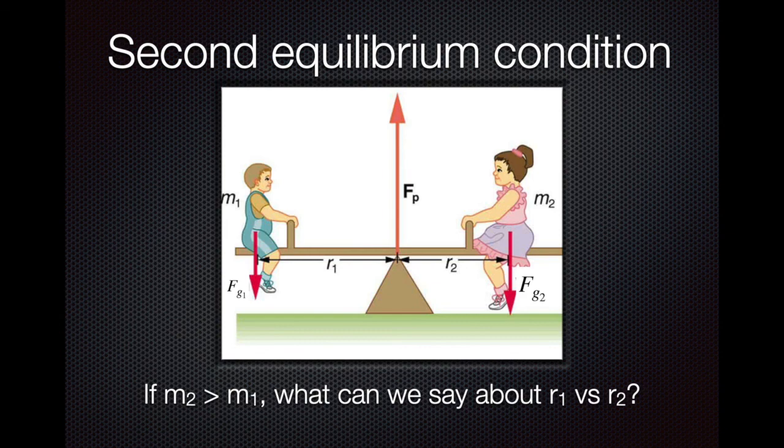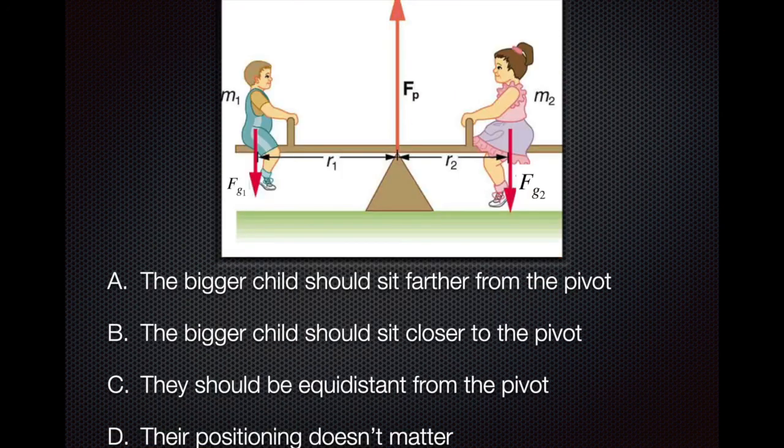So if we have that situation, let's say that the child on the right is more massive, what can we say about where they need to be positioned in order to make the torques balance out? Right, so what can we say about the moment arms? Should the bigger child sit farther from the pivot than the small child? Should the bigger child sit closer to the pivot? Do they need to be equidistant from the pivot, or does their positioning not matter?